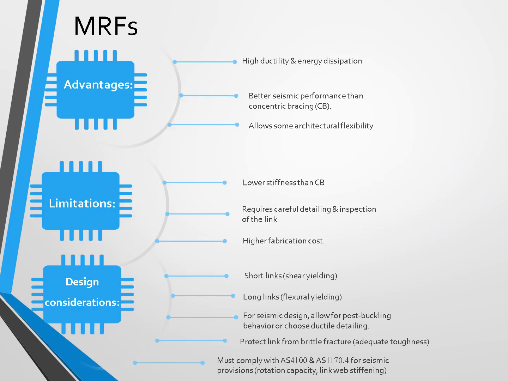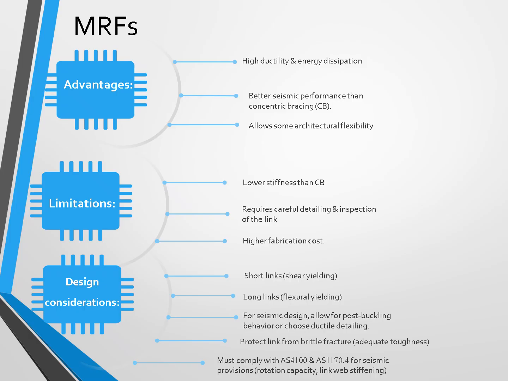What are the advantages of the moment resisting frame? High ductility and energy dissipation, better seismic performance than concentric bracing, and also it allows some architectural flexibility because there is no obstruction to the opening. What are the limitations? Lower stiffness than concentric bracing, requires careful detailing and inspection of the link, and also higher fabrication cost. Design consideration: for short links, we need to check the shear yielding.